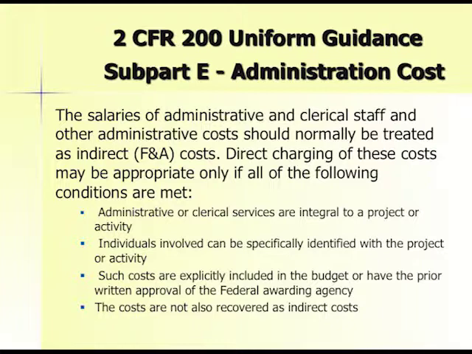So here we have something, as I spoke about earlier, that's usually treated as an indirect cost that we can charge directly, because we have an exception to the rule. And that exception is that the administrative person has to be a big part of the project. They're taking up more than my normal time as administrative personnel that I would give to all my other awards. They have to be specifically identified in the project or activity, and when you put your proposal and budget together, you're going to put that individual or these costs into your budget justification. And these costs are not also being recovered as indirect costs.